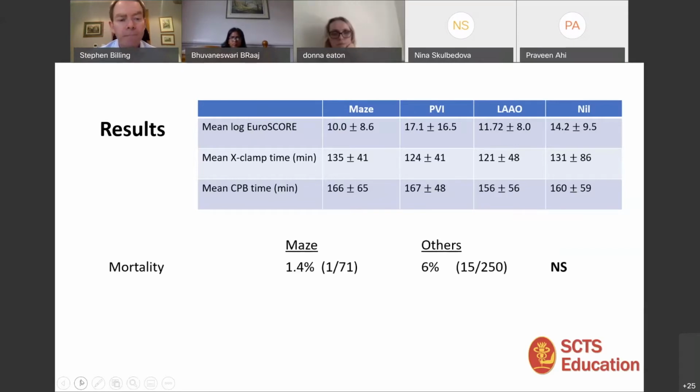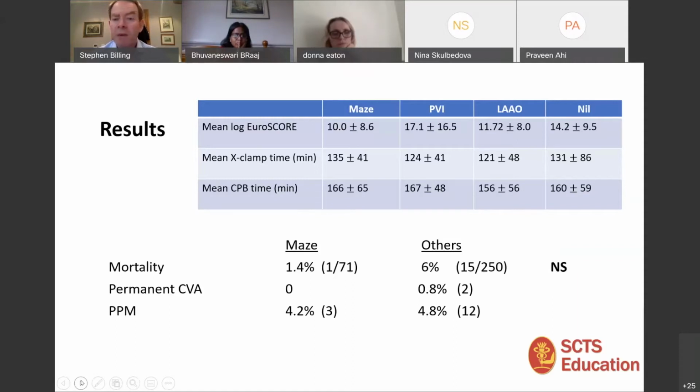So here are the results. Mortality, not altered. Yes, thank you. Permanent stroke postoperatively, very, very few. Thank you. Pacemaker requirements, 4%. That's very comparable to published results. And I think the last, renal support for patients who get an acute kidney injury, again, certainly no worse than complex procedure without a maze. Thank you.